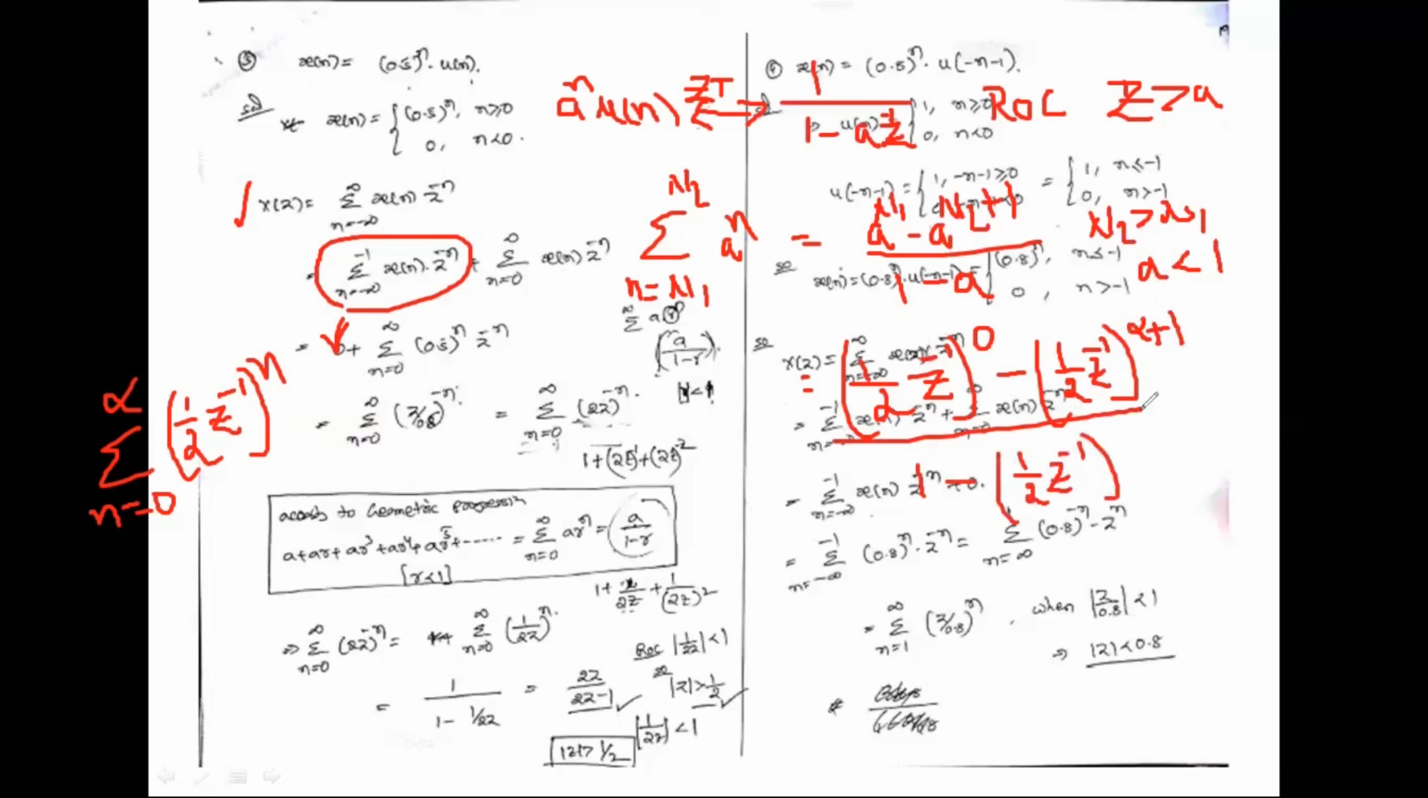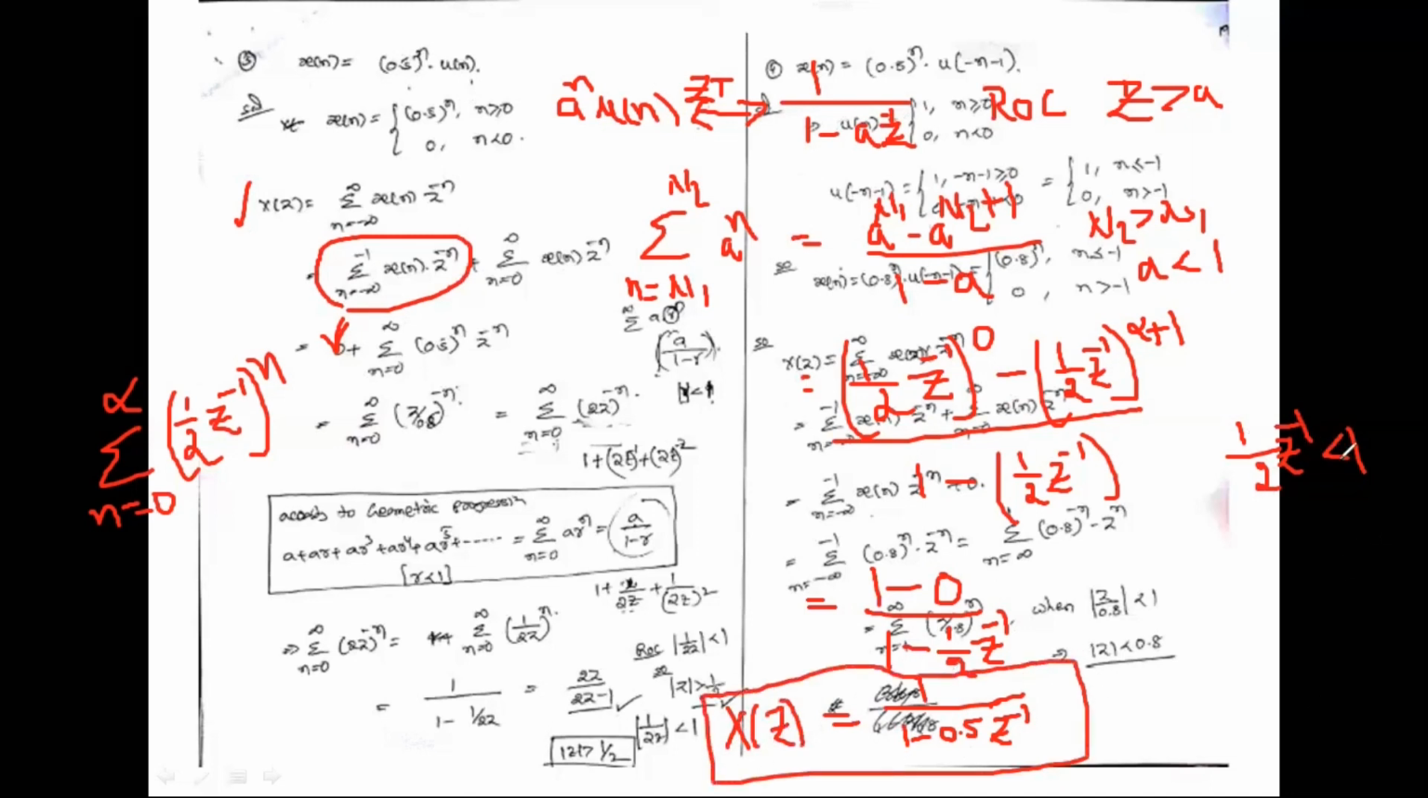And what is the a here? 1 by 2 z inverse is less than 1, as a condition you have to satisfy. So anything power 0 is 1, anything power infinity is 0, whole divided by 1 minus 1 by 2 z inverse. Nothing but the value is 1 by 1 minus 0.5 z inverse. Okay. So we got this function: a^n u[n] is 1 by 1 minus a z inverse. Instead of a here, 0.5. Directly we got X(z) equal to this. But what is the ROC?